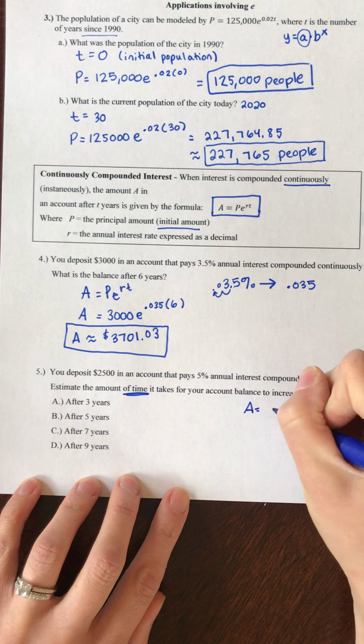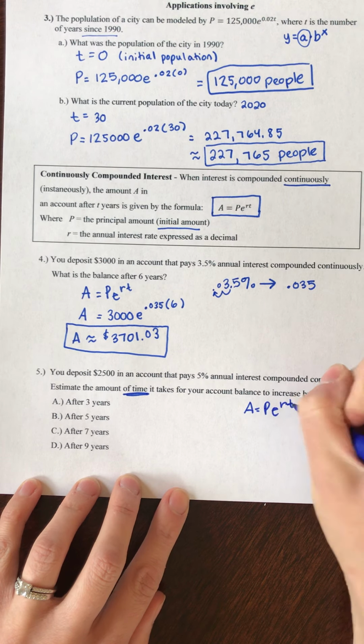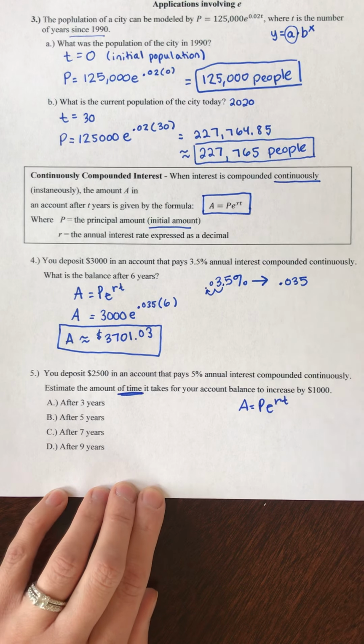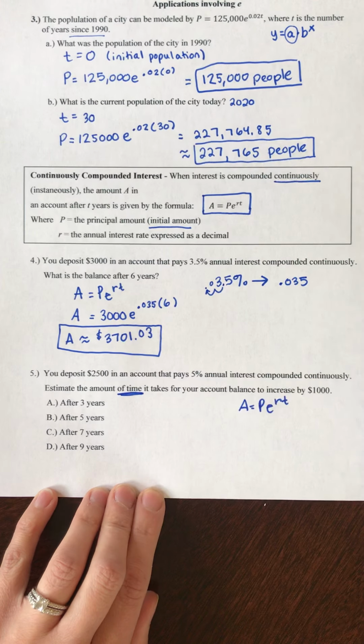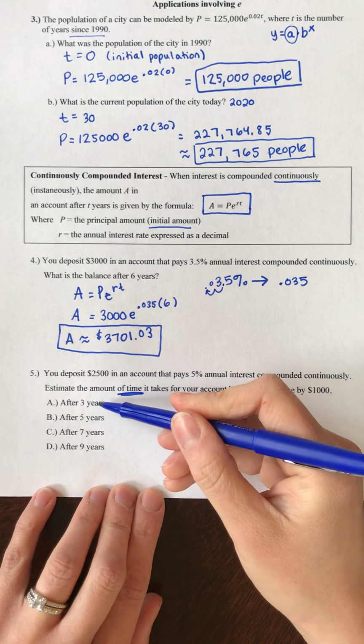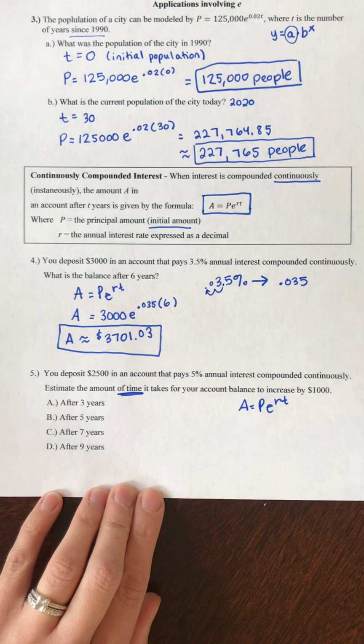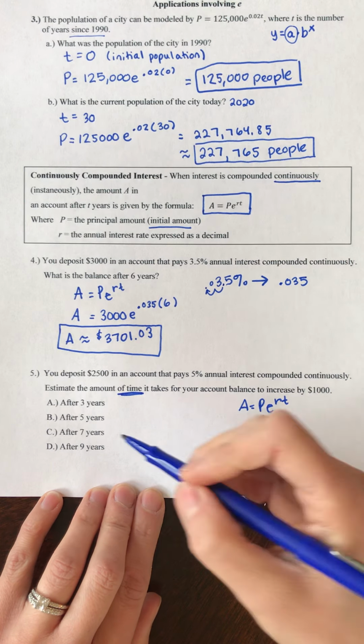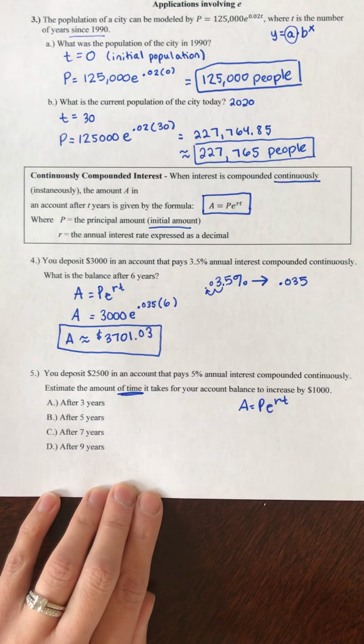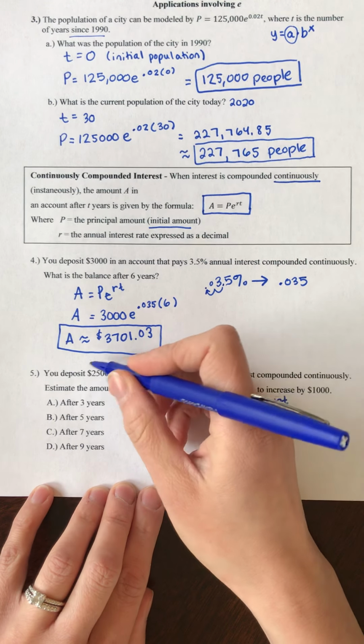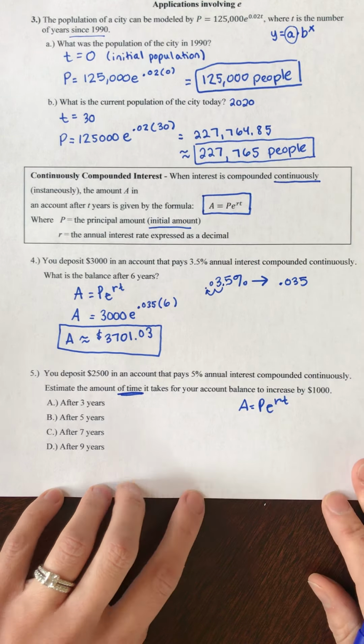All right, so here's my formula, A equals P e to the rt. This time I want to know time. You can see I set this up as a multiple choice question with 4 time periods. I want to know which of 3, 5, 7, or 9 years is going to get me to where my account has increased by $1,000.